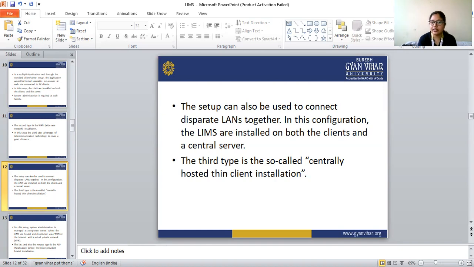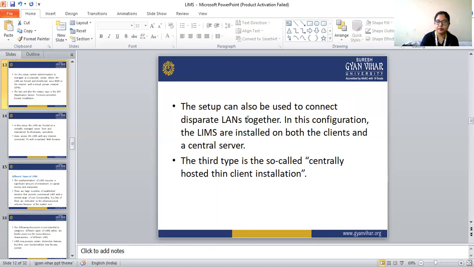Next, the third type is called centrally hosted thin client installation. So the first one was LAN, the second was WAN, and the third is centrally hosted thin client installation.